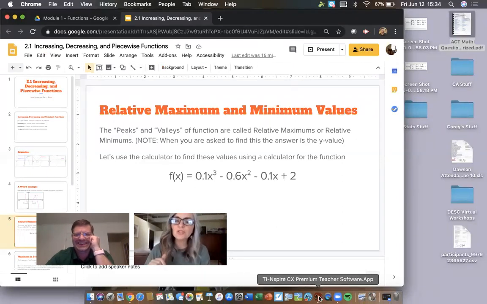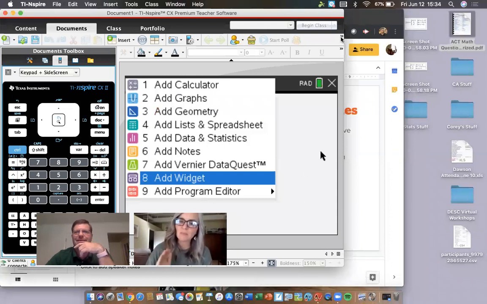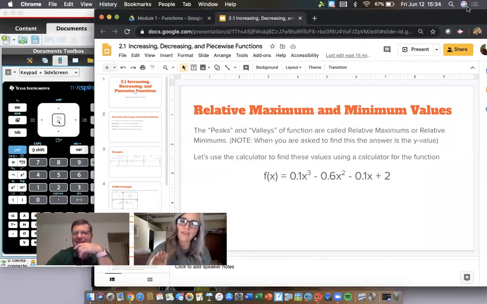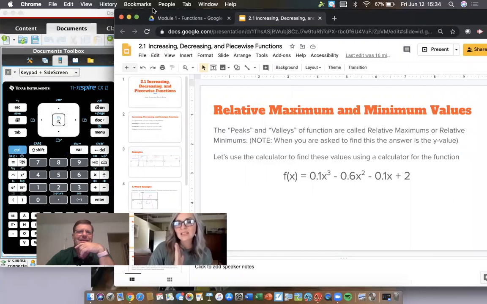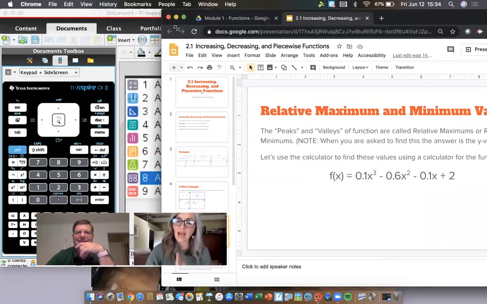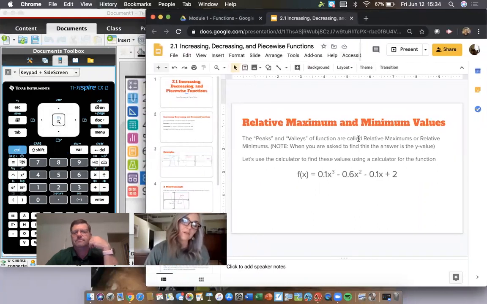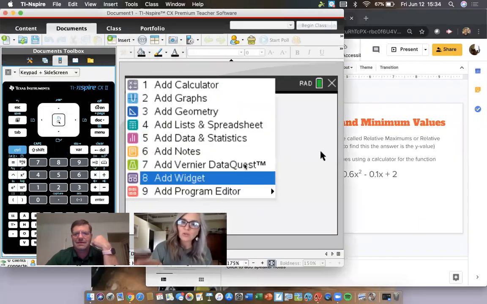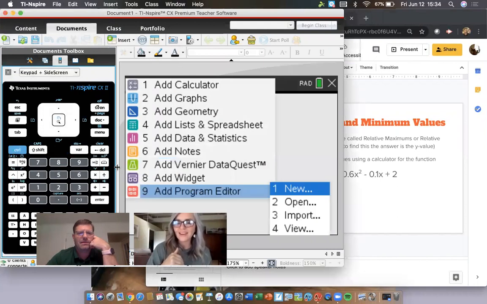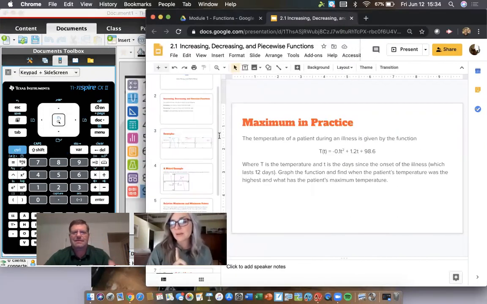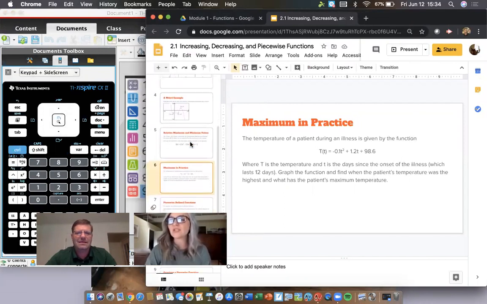He just told you that when you're asked to find the minimum or the maximum, you're asked for the y value. That's because the x value is where something happens, and the y value is how much that thing is. So that's kind of why he told you we're going to pull the y value. That's a lot of y's. It's because x is where something happens and y is how much.